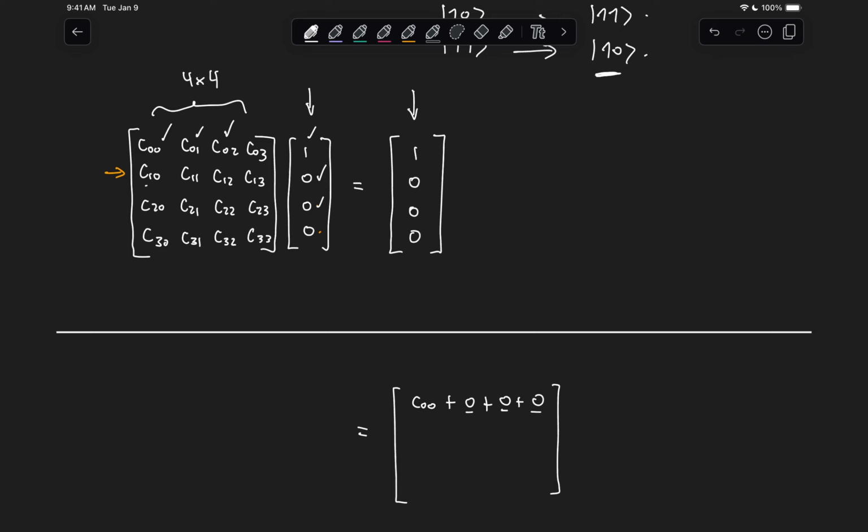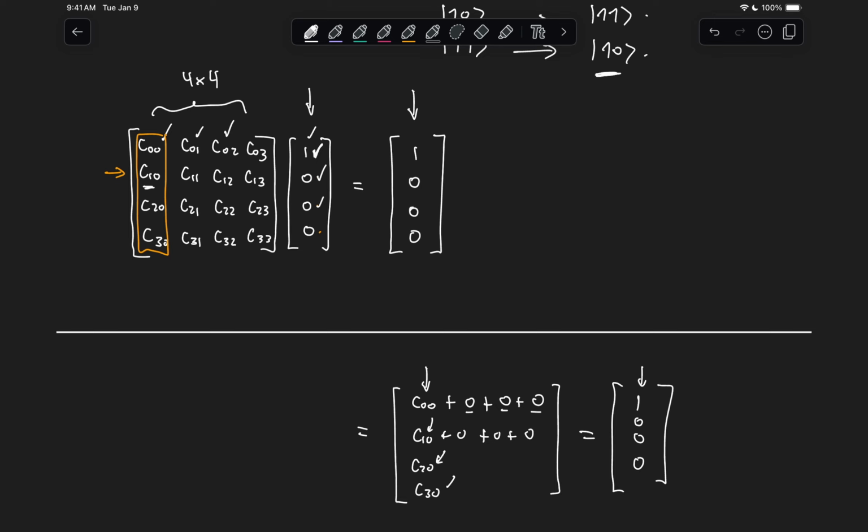Then we have C1,0 times again 1 gives us C1,0, and the rest are going to be zeros again. So at the end, this matrix multiplication is going to give us basically just the first column of the matrix. And since we want this to match the output 1, 0, 0, 0, we know that this coefficient has to be 1, this coefficient has to be 0, this 0 and this 0.